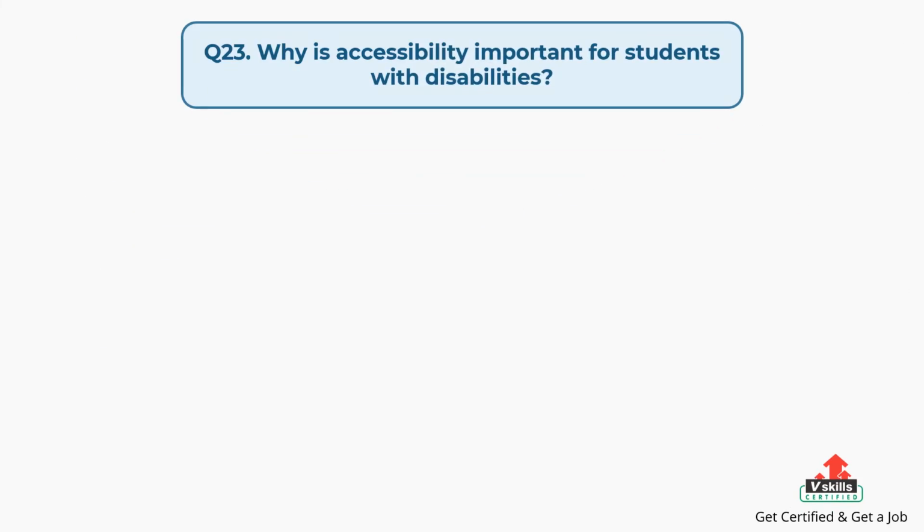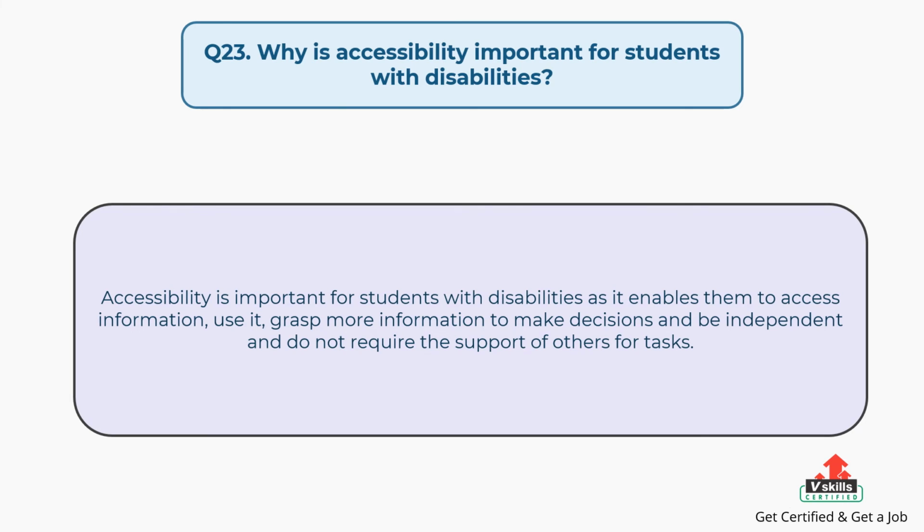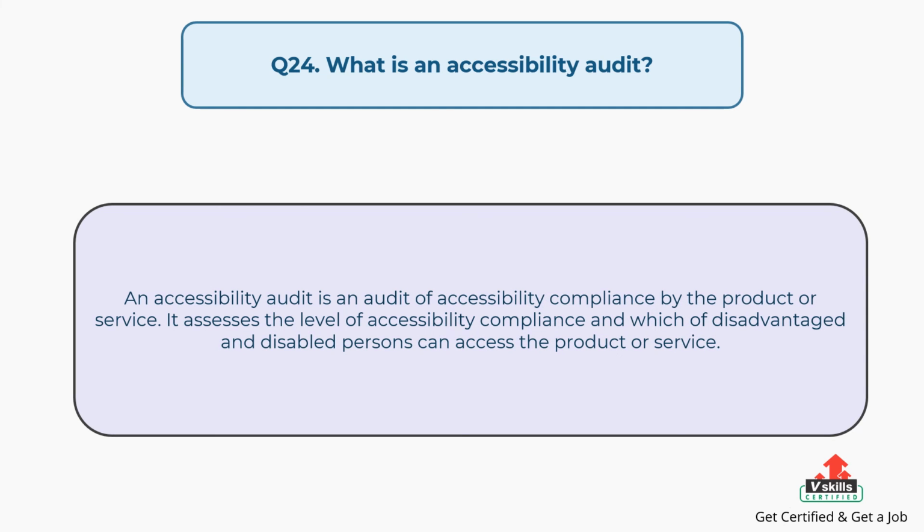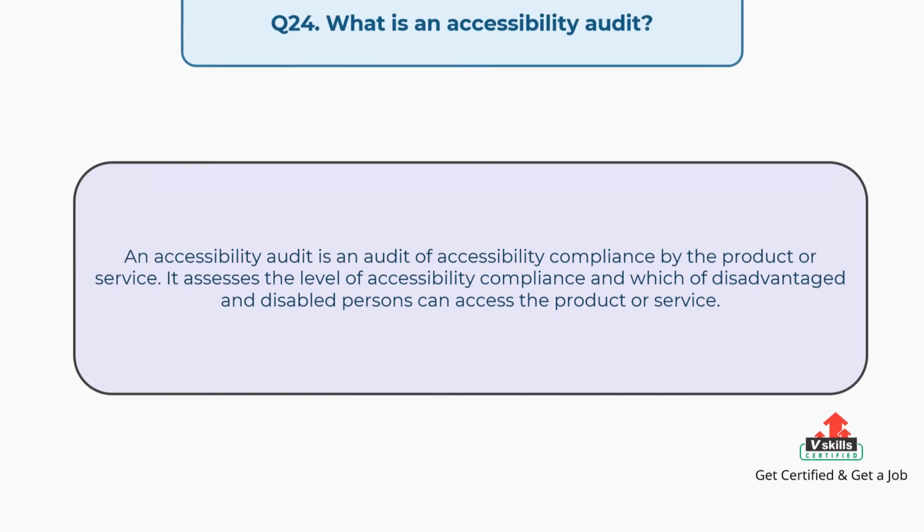Question number 23. Why is accessibility important for students with disabilities? The answer is accessibility is important for students with disabilities as it enables them to access information, use it, grasp more information to make decisions and be independent, and not require the support of others for tasks. Question number 24, what is an accessibility audit? The answer is: an accessibility audit is an audit of accessibility compliance by the product or service. It assesses the level of accessibility compliance and to what extent disadvantaged and disabled persons can access the product or service.